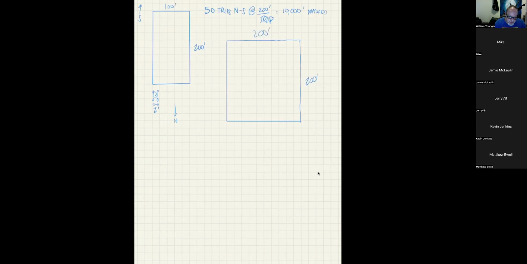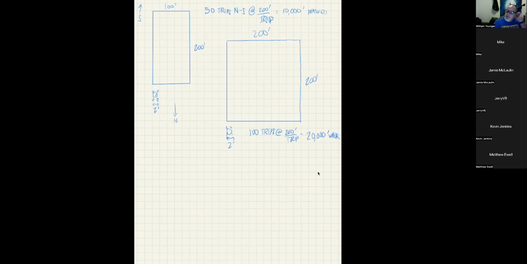And again, you're going to use the same lawnmower that has a width of 2 feet. So now you're going to do 100 trips at 200 feet per trip, which in fact is going to give you 20,000 feet walked.